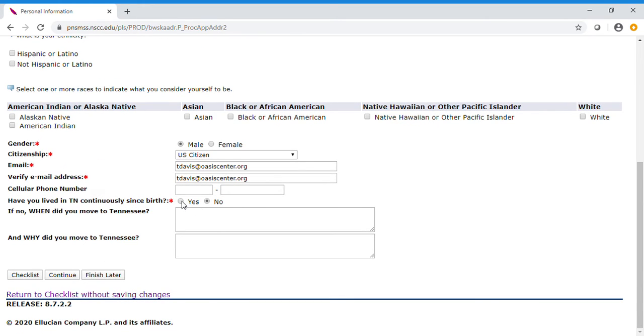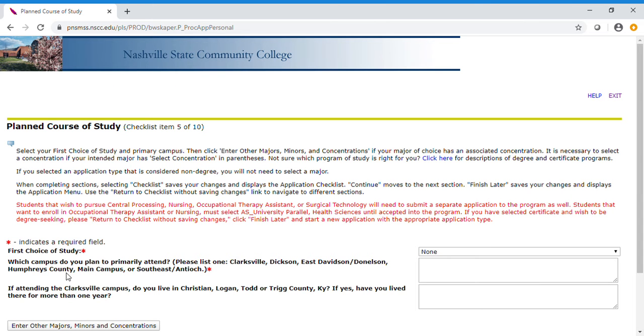Okay, we're going to go ahead and say yes to that. Continue. All right, so this is where you would select your major. Important differences here. And this looks very confusing at first, so see if I can guide you through.